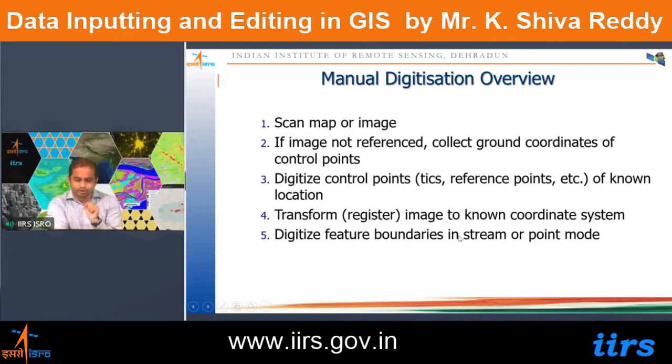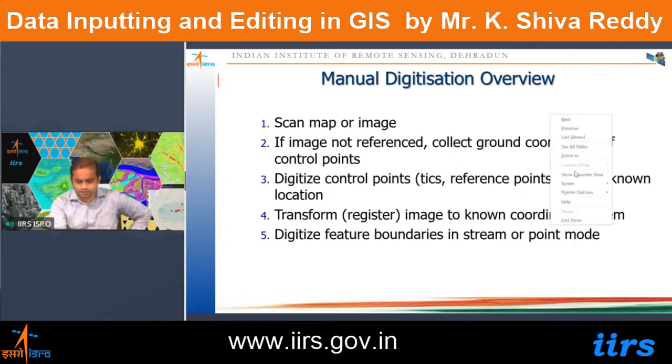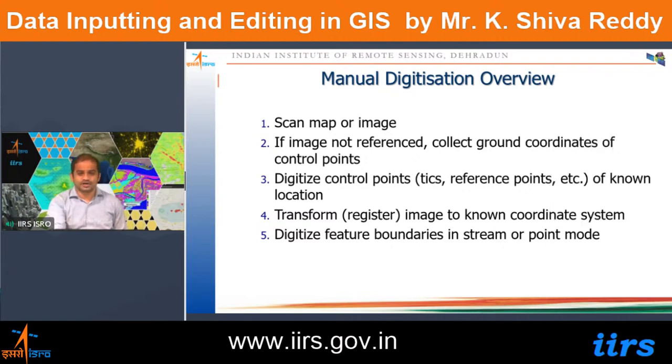So how do you do digitization? Point is simple. You click, you create a point. But for line and polygon, there are 2 modes in normal GIS software. One is called stream mode, another is called point mode. Right? So what will happen in stream mode is you keep moving your hand and it will keep going like this. So this is stream mode.